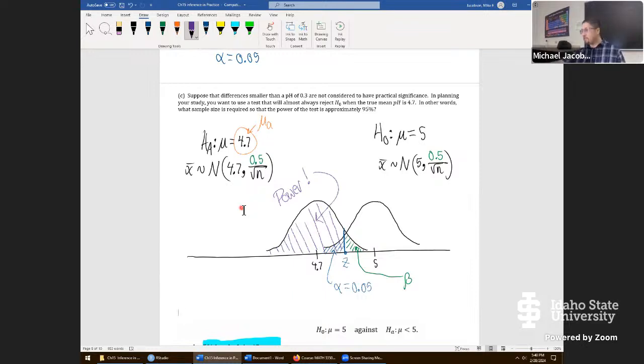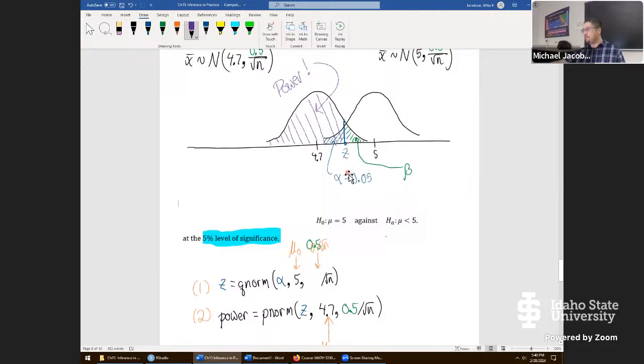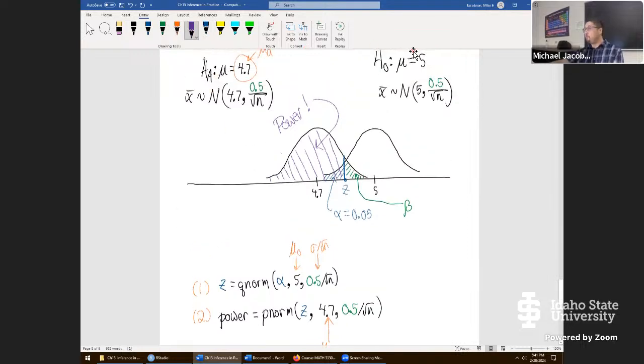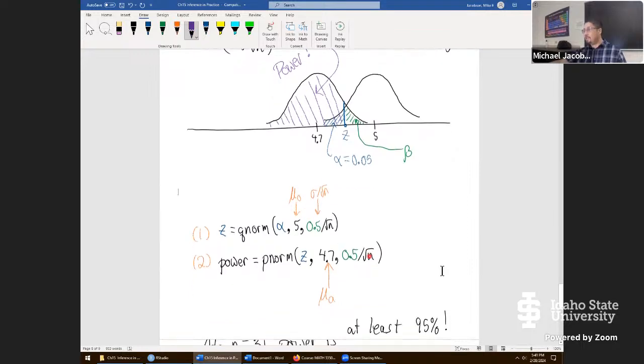Okay, then what we did next was we actually calculate all this stuff. Let me get rid of these temporary hypotheses. Z is just going to be a Q-norm computation. It's really pretty quick. But once you have Z, you just need the area to the left of it, this purple area. That's what the power is, so we use P-norm right at Z, the cutoff point. But watch out for these values right here. It's going to describe which parameter values you actually throw in, and they come from these distributions up above.